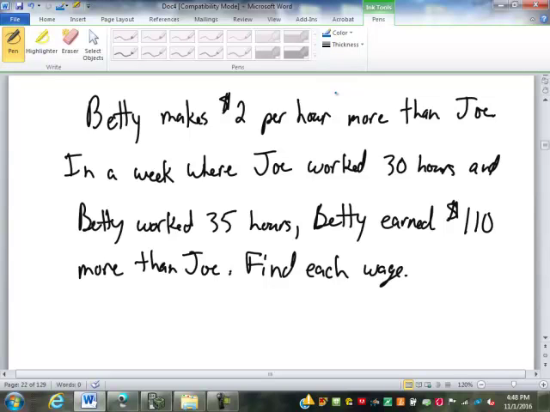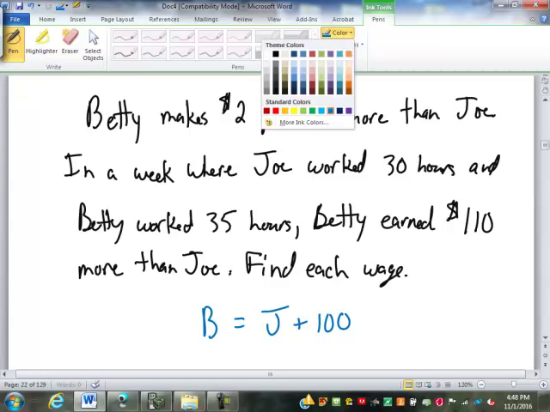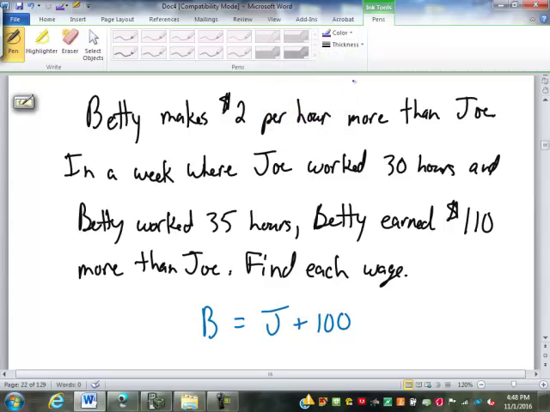Well, we know that whatever Betty is, she's 110 more than Joe. So that means Betty is equal to Joe plus 110.